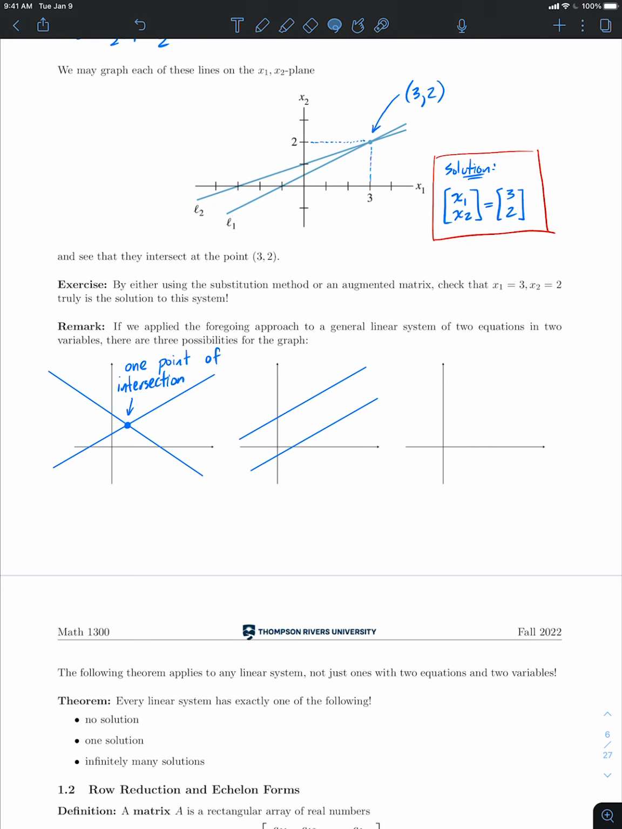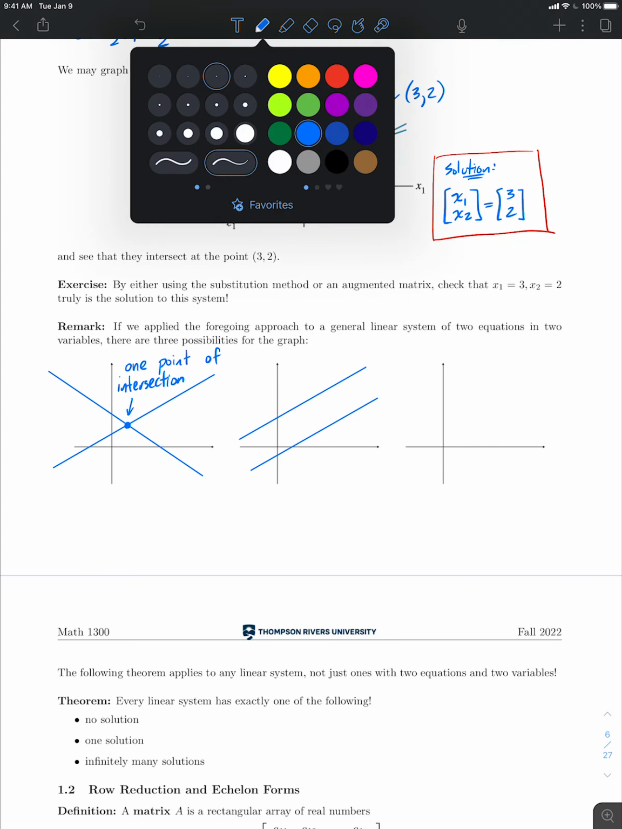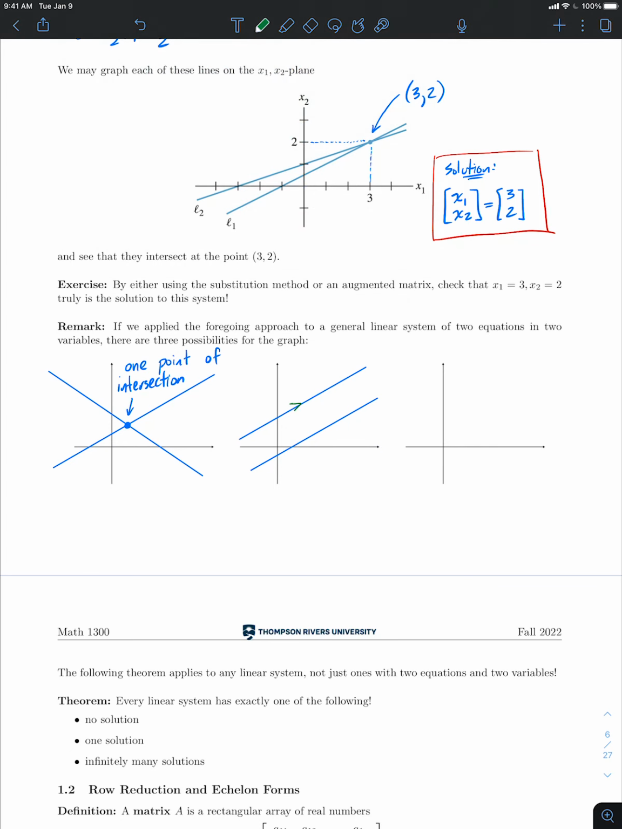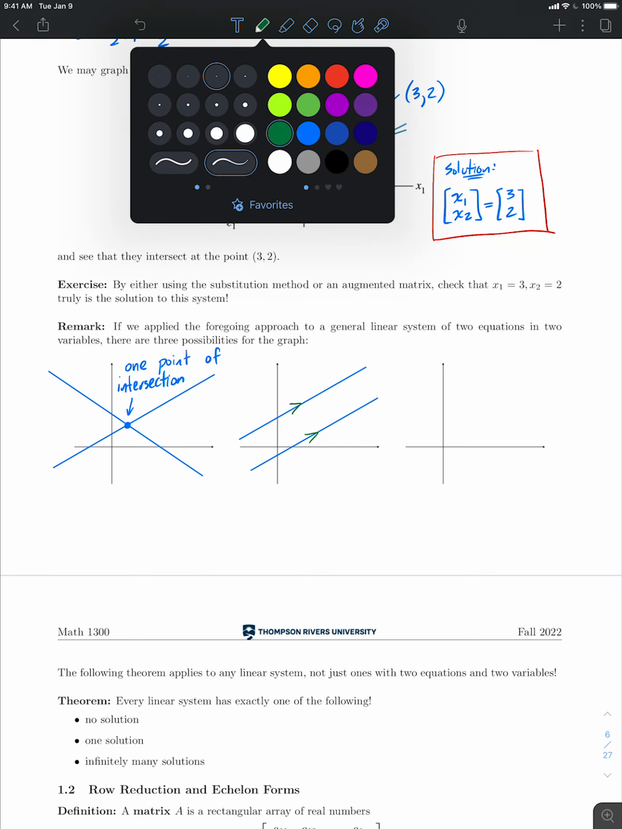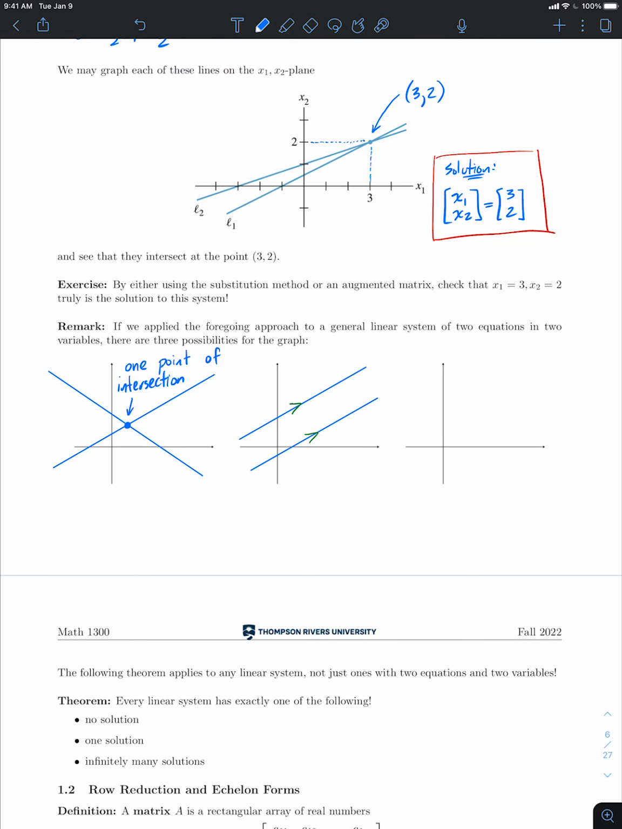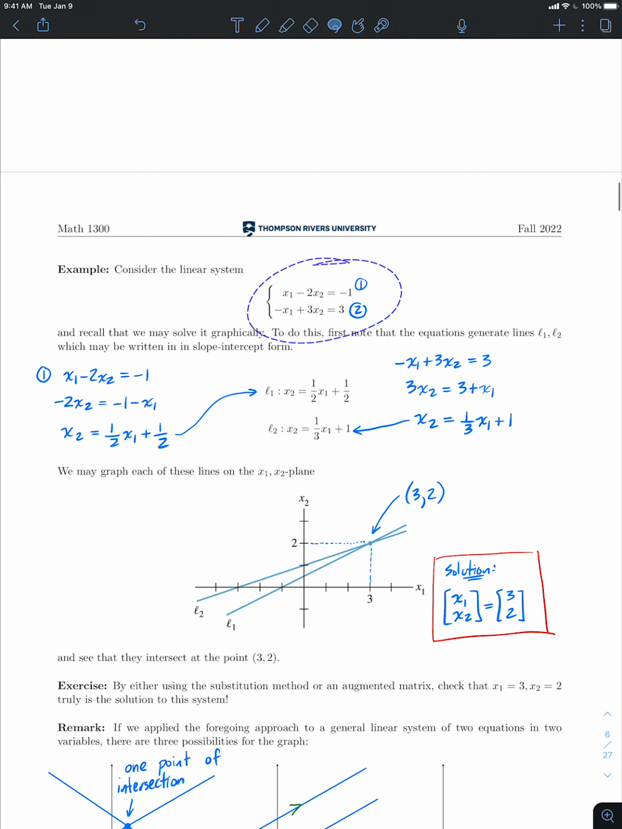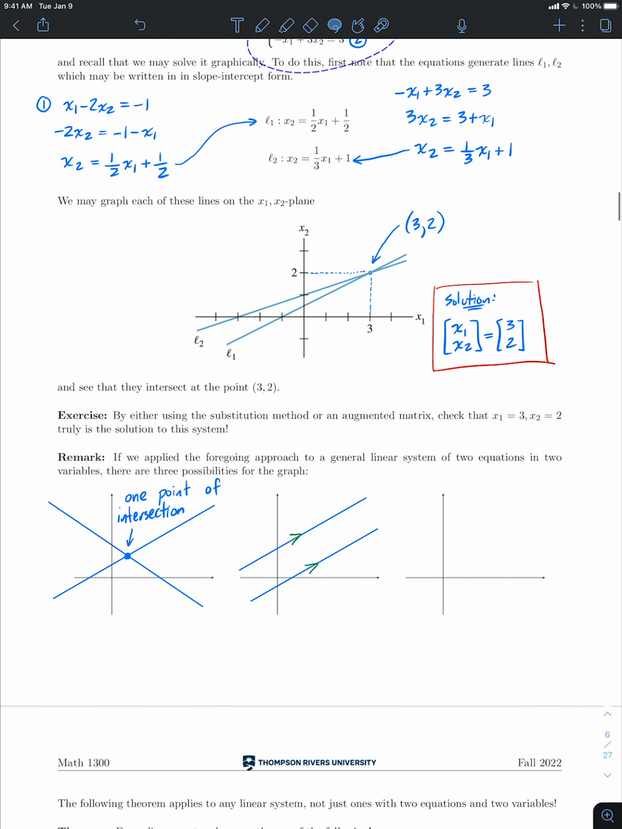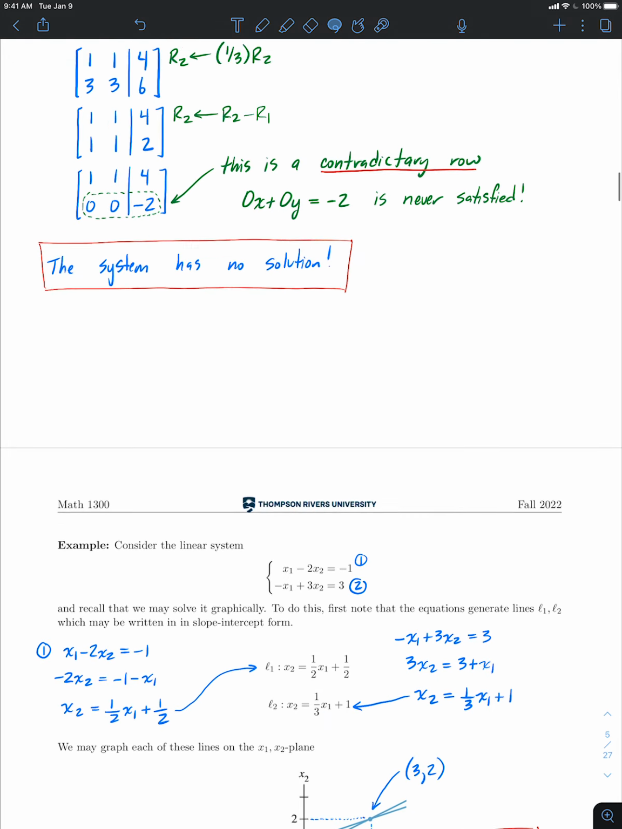If we have two lines that are parallel, and I'll remember the notation for parallel lines, you just draw a couple of arrows indicating that they have the same direction. If you have two lines like that, they're never going to intersect. So if that happened to be what your two equations were, like if you had a linear system like this, and then when you go to graph the two lines, you end up with this sort of a picture, they're not going to intersect at all. So there's going to be no point of intersection. That actually means there's going to be no solution. And that's actually what happened in this previous example.